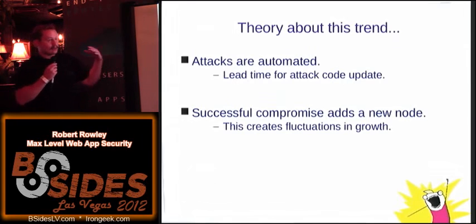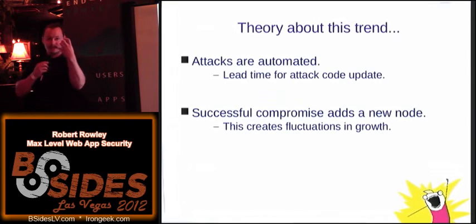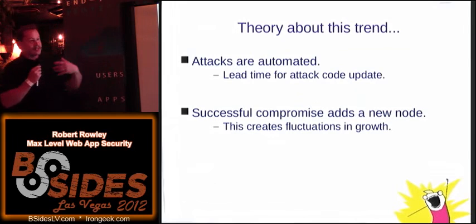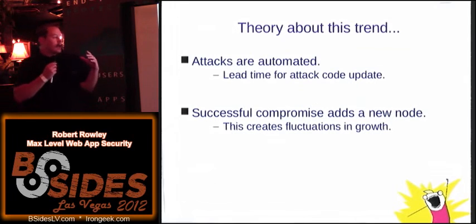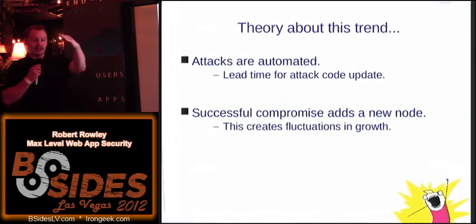As well, note that what happens during that puberty stage, why it gets so explosive, is that a compromised site adds a new node to the botnet. So your compromised site will then participate in compromising other websites. This creates exponential growth. It'll vary a little bit, but it'll certainly be exponential growth in the size of the botnet, in the number of attacks per day.